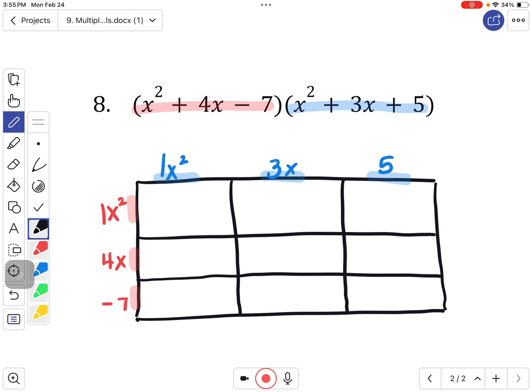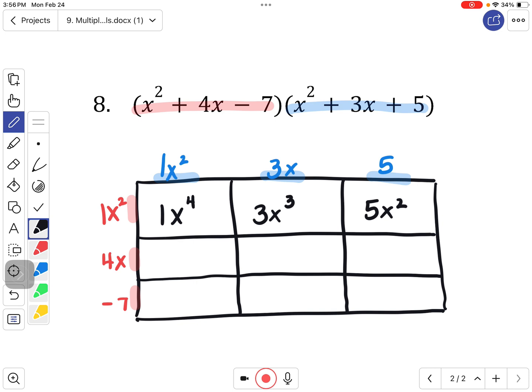Say hi. Hey everyone. Okay, so we're going to do 1x squared times 1x squared starting at that top left. 1 times 1 is 1. x squared times x squared gives me x to the 4th. I'm going to do the whole top row. So I have 3x times 1x squared, that gives me 3x to the 3rd. And 1x squared times 5 gives me 5x squared.